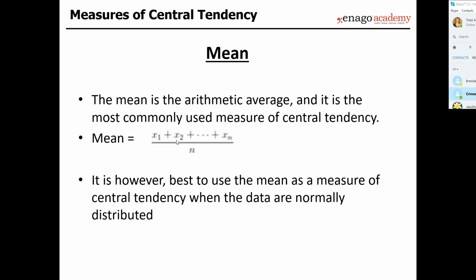So first, talking about the mean. Most people are very familiar with the mean. It's arithmetic, and it's calculated based on the sum of all of the measurements divided by the number of measurements, which is N. It is, however, best to use the mean as a measure of central tendency when the data are normally distributed. So the mean represents the population nicely if the data is normally distributed.